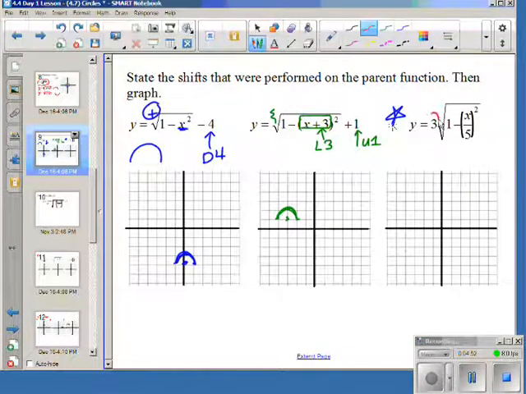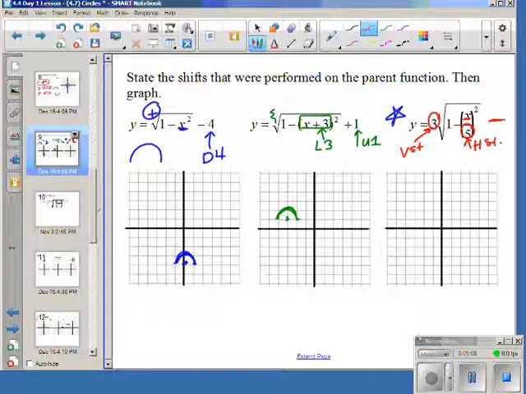It's now starting to look like we have some stretching. Remember, the outside is a vertical stretch. The inside is a horizontal stretch. And it doesn't look like there's anything next to the x on the inside, so it doesn't go right or left. And there's also nothing outside, so it doesn't go up or down. So our center is still at 0, 0.